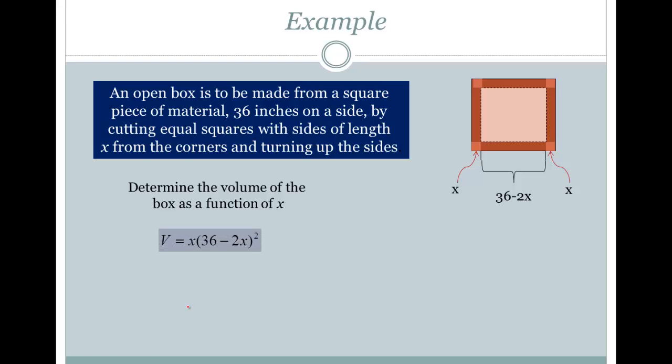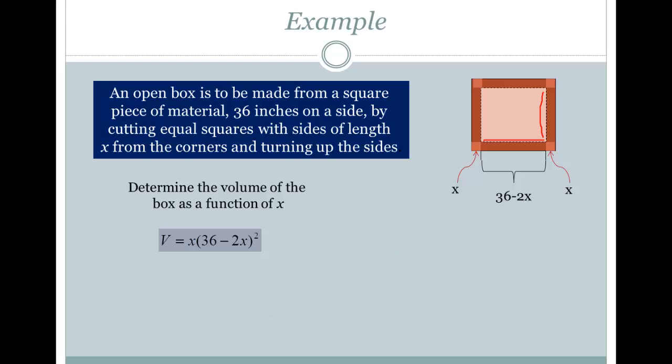Okay, volume is going to be base times width times height. Height is x, and because I'm cutting the same amount and I'm starting with a square piece, this side right here and this side here are both the same, and it's 36 minus 2x.